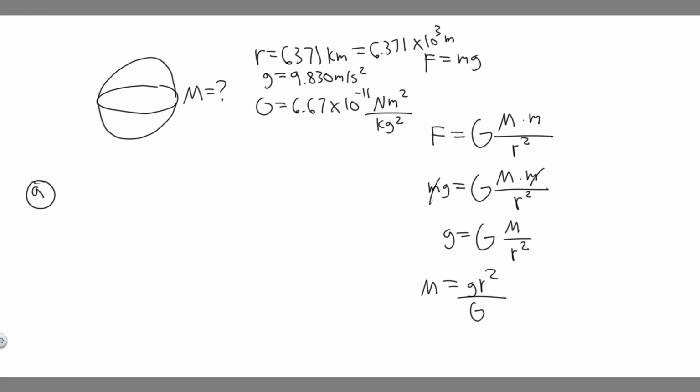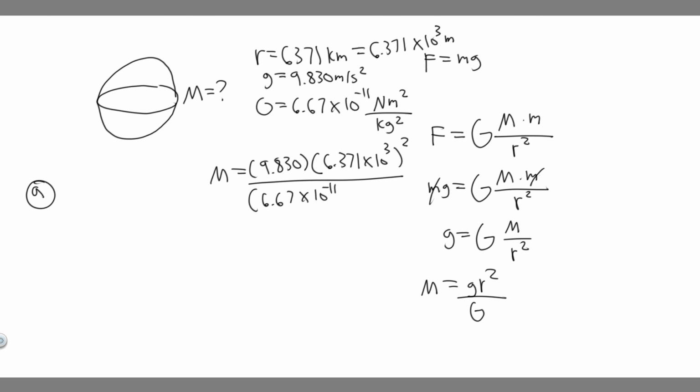And so now what we got to do is just plug in. The mass is going to be equal to g, which is 9.83, times the radius squared, 6.371 times 10 to the 3. Keep in mind it's going to be squared, and then divide by G. G is just the gravitational constant, 6.67 times 10 to the minus 11. So what you want to do is just go ahead and plug this in.